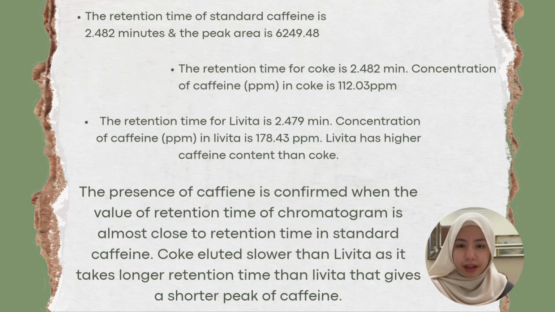The presence of caffeine is confirmed when the retention time of the chromatogram for both samples is almost close to the retention time of standard caffeine. Coke eluted slower as it takes a longer retention time that gives a shorter peak, while Levita eluted faster as it takes shorter time that gives a longer peak of caffeine.